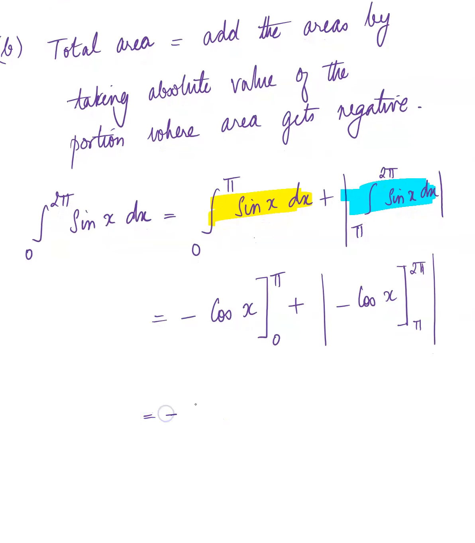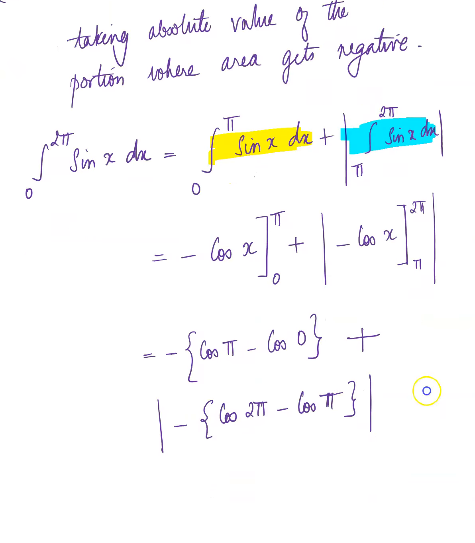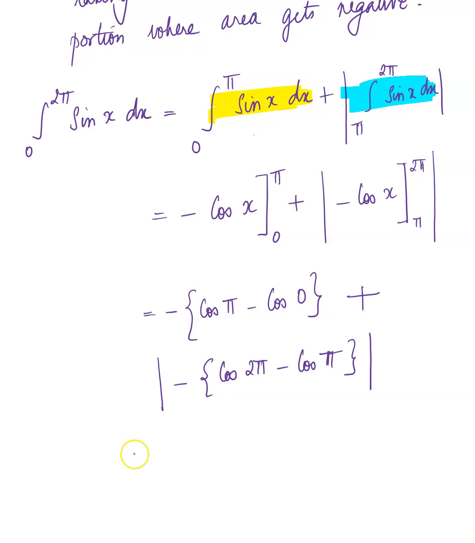As always, separate the minus, and because there are too many brackets on this and that, let's use the curly brackets. Cosine pi minus cosine 0, that, plus absolute value of negative cosine 2 pi minus cosine pi. Right? Write it very, very clearly. Don't try to do all these steps in your head. Put it out, write it down so you can retrace your steps.